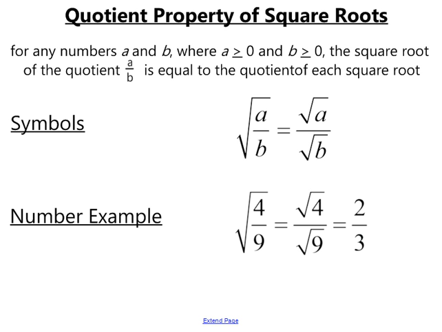The quotient property of square roots says for any numbers a and b where they're both greater than or equal to 0, if you take the square root of a divided by b, that's going to be equal to the square root of a divided by the square root of b. So again, if we use a number example and take the square root of 4/9, you can actually separate those and take the square root of 4 on the top, the square root of 9 on the bottom, so we end up with an answer of 2/3.